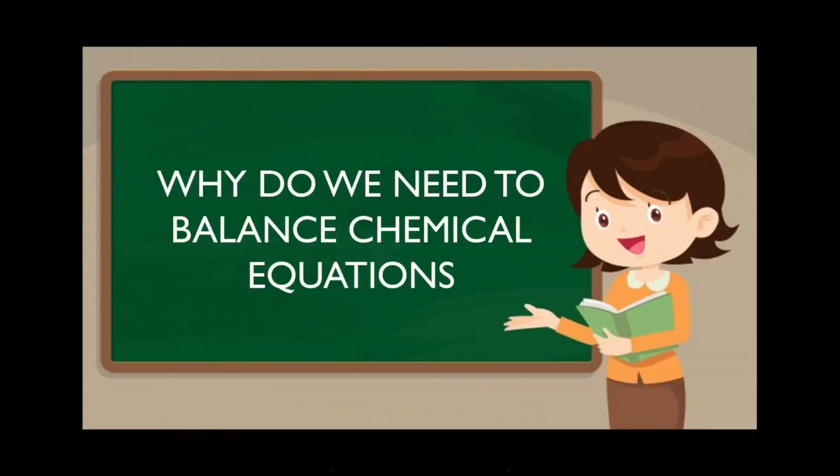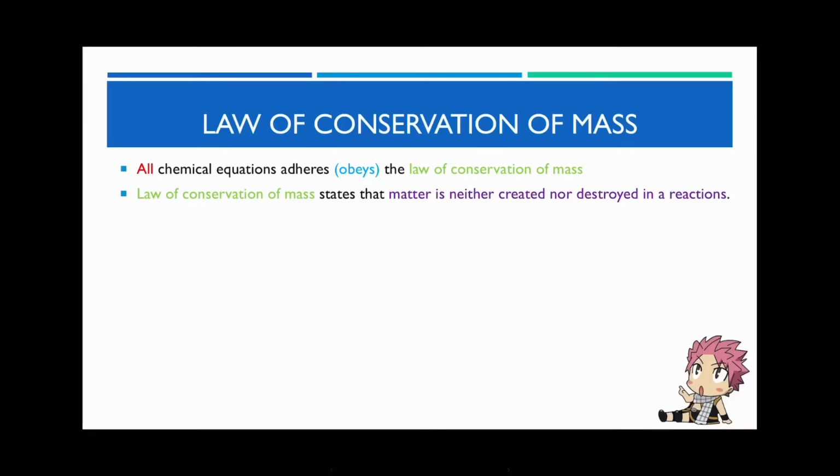Alright, we're now going to be looking at why we actually need to balance a chemical equation. The reason is that it needs to conform, obey, or adhere to something referred to as the law of conservation of mass. So my first start point on this slide says all chemical reactions or chemical equations must follow this particular law. The law of conservation of mass states that matter is neither created nor destroyed in a chemical reaction. So what does that even mean?